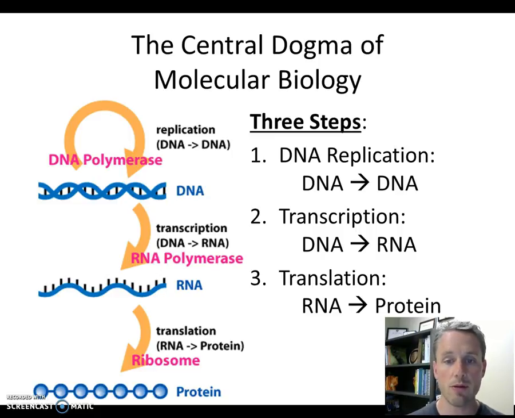So again, we've got three molecules: DNA, RNA, and protein. We can make DNA by reading DNA and then doing DNA replication to produce more DNA. We make RNA by doing transcription, reading the DNA, making the RNA. And then we make protein through translation, reading the RNA, making the protein.